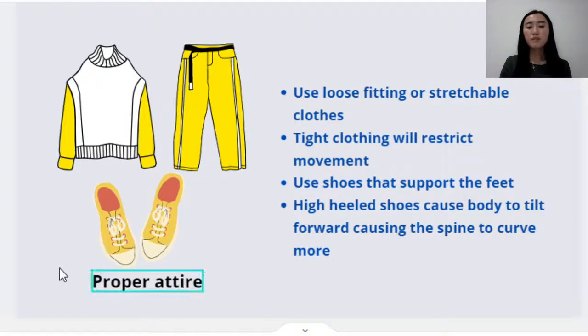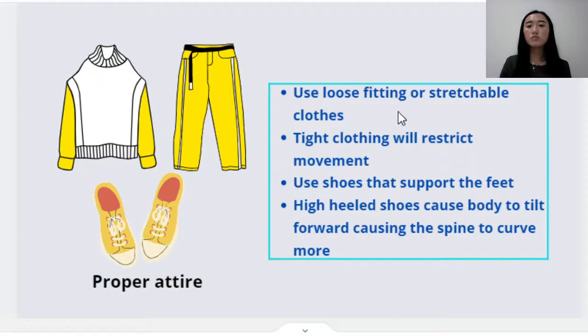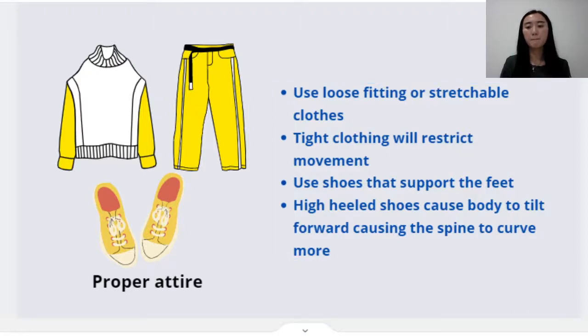Then the third good practice is proper attire. We should always wear proper attire in our daily life. For example, we should use loose-fitting or stretchable clothes. This is because tight clothing will restrict our movement. And for the shoes, we should use shoes that support the feet. For example, high heel shoes, mainly worn by women, will cause the body to tilt forward and cause the spine to curve more.